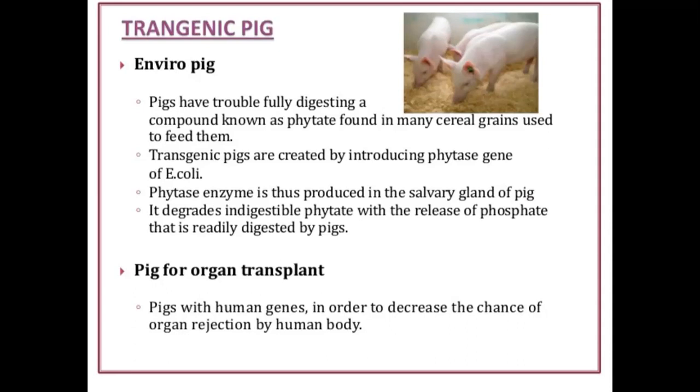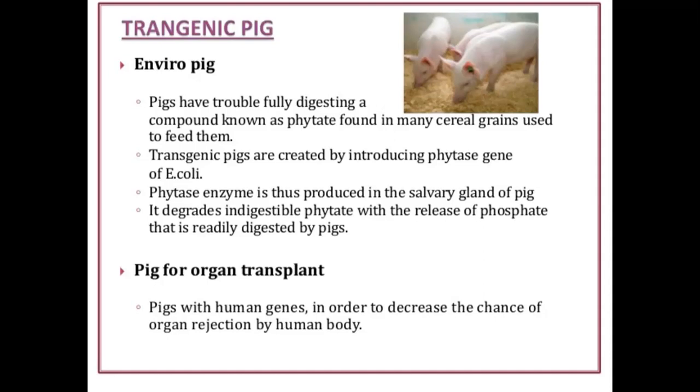Already they do not have the power to digest. Now we are doing genetic engineering by placing the gene from E. coli which has the capacity to digest. So now they are converted into Enviropigs.